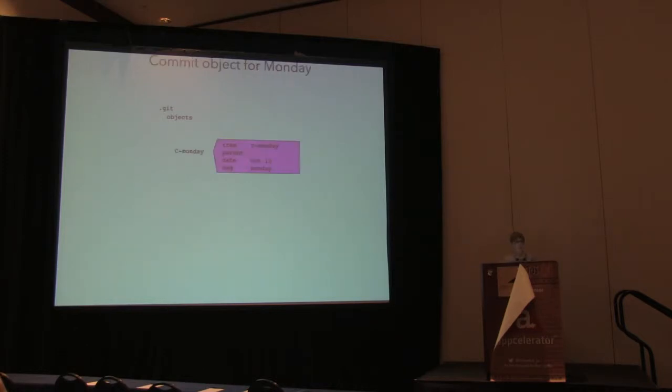Now here's a commit object. And a commit object has a bunch of things in it. And this is the commit for the Monday state of the repo. So when it's Monday today, it's just got Monday written in that day file.